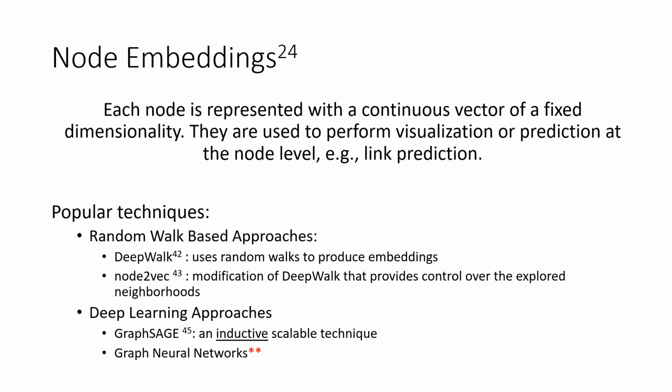For example, link prediction. We have a node for which we know some of the edges, and we want to identify whether there are other edges that are not already present in the graph, but have a big probability to exist, like the relationship is real. Popular techniques for this are random walk-based approaches and deep learning approaches, where in random walk we use random walks in order to produce these embeddings, and in deep learning approaches we use some form of deep learning algorithm, a neural network.